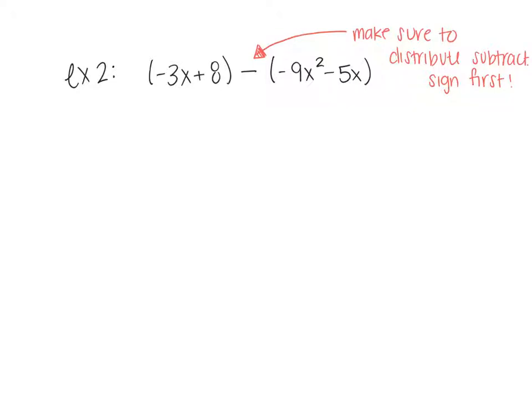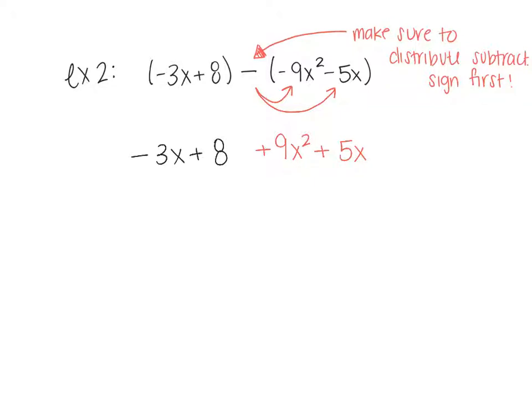Okay, so in example 2, I have subtraction. So something that you have to remember with subtraction is you must distribute the subtraction sign first. So I'm going to distribute negative times negative 9x squared is positive 9x squared, and then negative times negative 5x is positive 5x, and then I'm going to carry everything down.